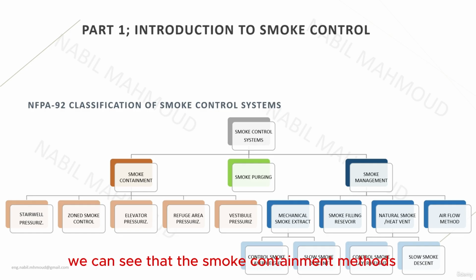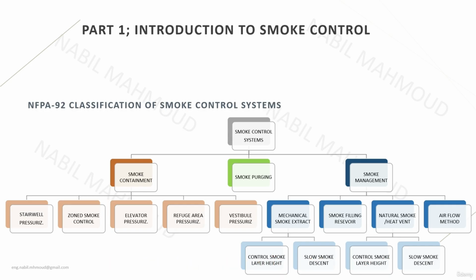So in general, we can see that the five smoke containment methods are usually utilizing one main item in order to prevent any smoke infiltration, which is pressurization, or creating a pressure difference that will protect the occupants from any smoke infiltration, from zone to zone, or from the fire or smoke zone to another occupied zone of the building.